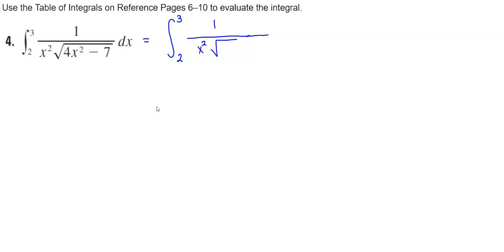times, underneath the radical sign, what do we have to square to get 4x squared? Well, that is 2x. So 2x squared is going to give us 4x squared. Minus, what do you have to square to get 7? Well, that would be the square root of 7. So the square root of 7 squared is what's going to give us that result. Okay, so now we can decide what we can let u equal.